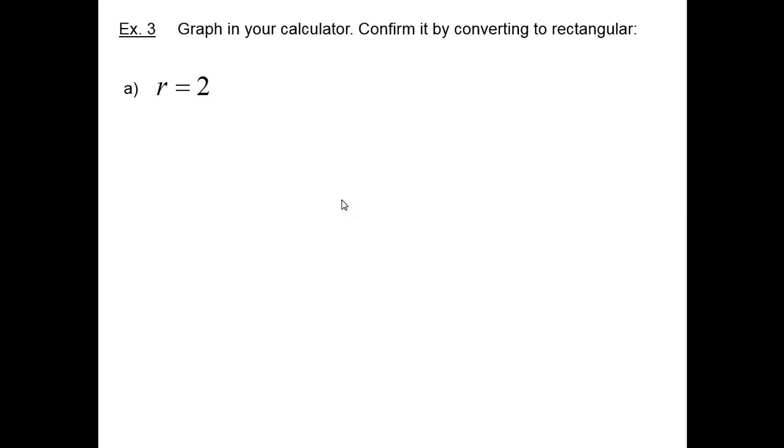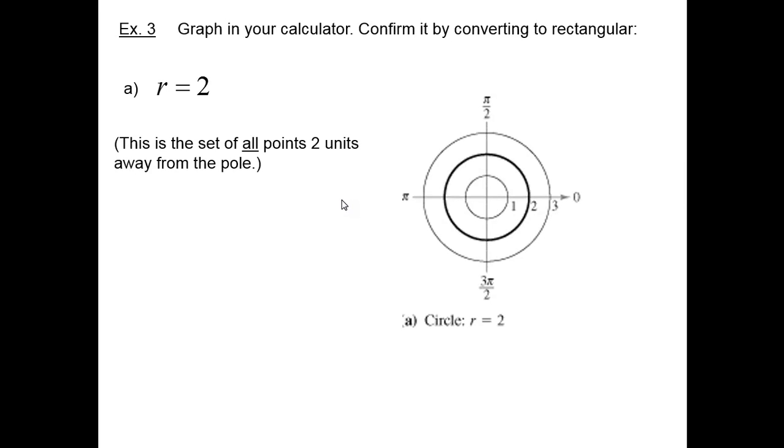And if you think about what this means, r equals 2, this is saying this is the set of all points that are 2 units away from the pole or away from the origin. This is how we graph a circle in polar. And I should say this is how we graph a circle centered at the origin. We'll have some other circles we'll see later on, but this is the most basic. So we have a circle with a radius of 2 units.